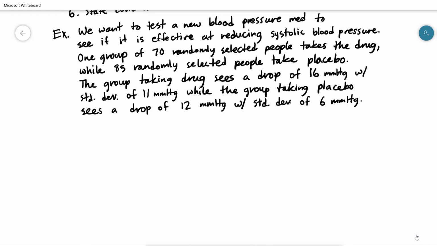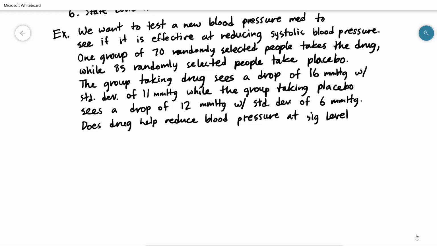So, does the drug help reduce blood pressure at a significance level of, let's pick a new number. We've done a bunch with 0.05. Let's do 0.01. Okay, so there is our question.